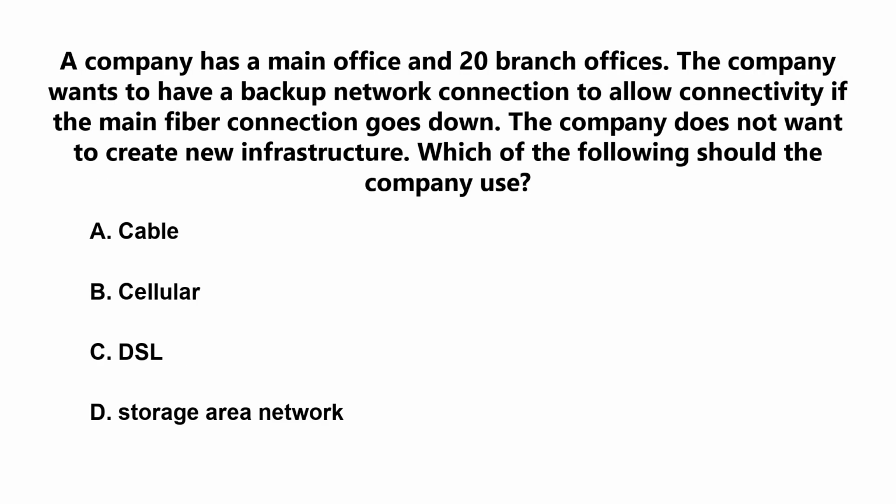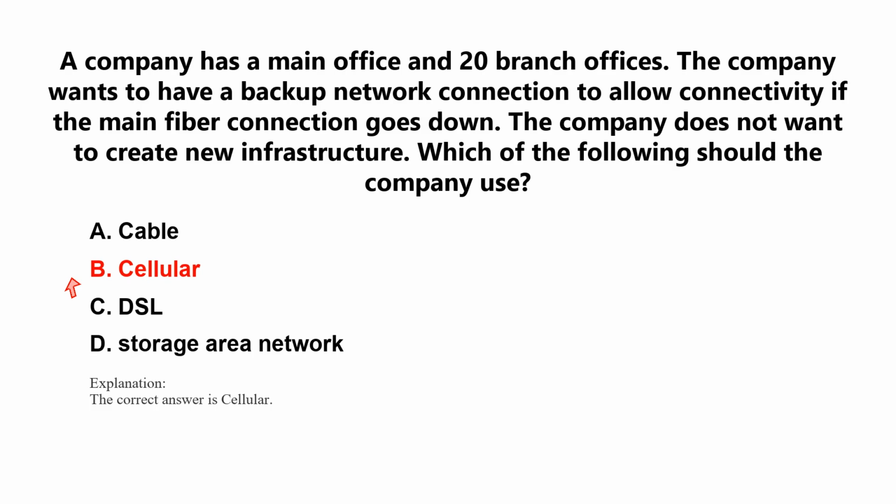Question 32. A company has a main office and 20 branch offices. The company wants to have a backup network connection to allow connectivity if the main fiber connection goes down. The company does not want to create new infrastructure. Which of the following should the company use? Option A, cable. Option B, cellular. Option C, DSL. Option D, storage area network. The correct answer is option B, cellular.